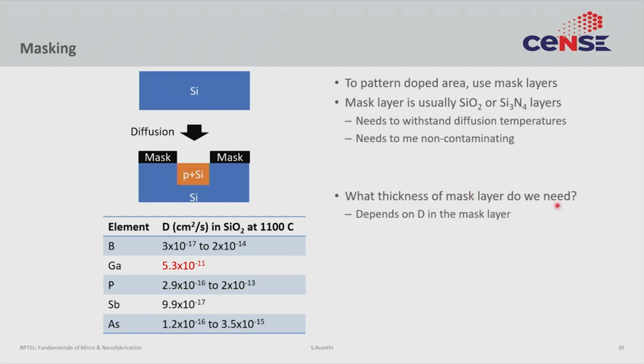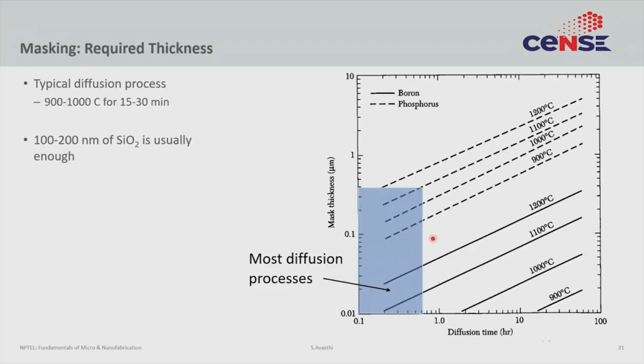Now, what is the thickness we need? To a first order, we know that the thickness of a diffusion layer is under root Dt. So, in order to know the thickness that will prevent diffusion, that must be less than or equal to a few multiples of under root Dt. Right. So, here is that mathematics.